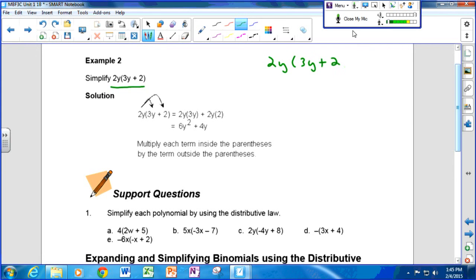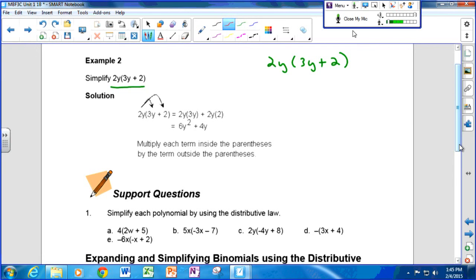Okay. Now you may wonder why we're not using x's, and the reason is we can use any variable we want. Very often, if we're doing parabolas, we'll use x and y. But in business, in manufacturing, and in science, we use all sorts of different variables. Okay, and so they're just trying to get you used to the idea of not always using x. So anyway, we have 2y times 3y plus 2.